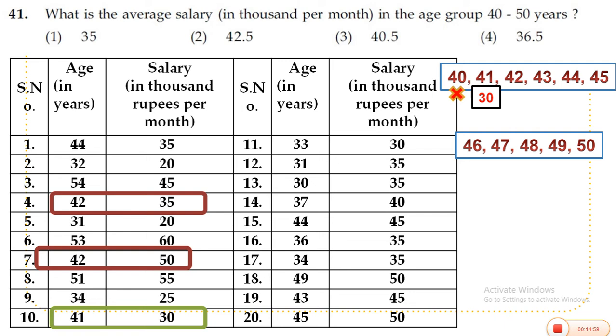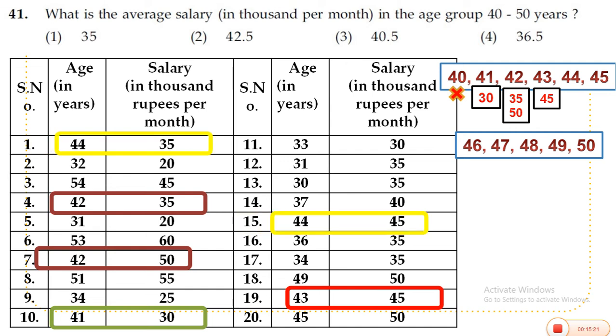So that means there are two persons with the same age. You have to just add: age 42 has a 35,000 salary and another age 42 has a 50,000 salary. Similarly, if you check 43, there is only one person with a salary of 45,000, and if you cross-check 44, there are two persons, roll number 1 and roll number 15, with salaries of 35,000 and 45,000. Okay, and what about the age 45? You know that it is only one person with a salary of 50,000.